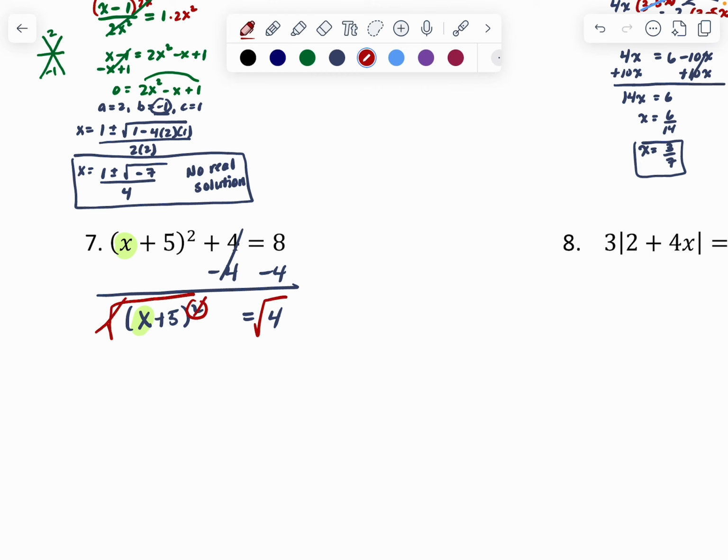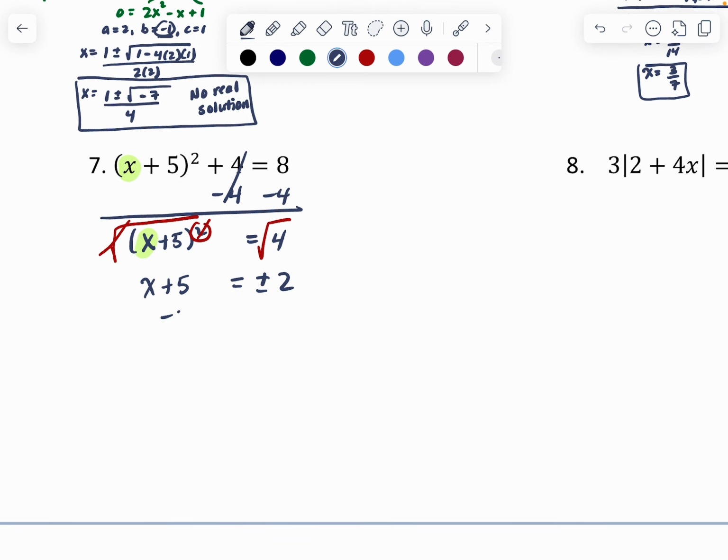Okay, these are going to end up canceling out, leaving us with x plus 5 equals, remember, when you take the square root of both sides, you want to make sure you pull out that plus or minus, and then the square root of 4 is 2. Okay, now subtract 5 from both sides, and you're going to get x equals negative 5 plus or minus 2.